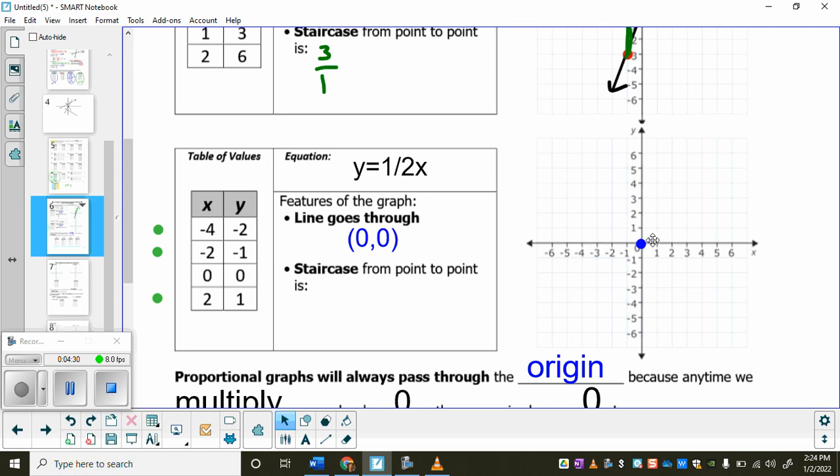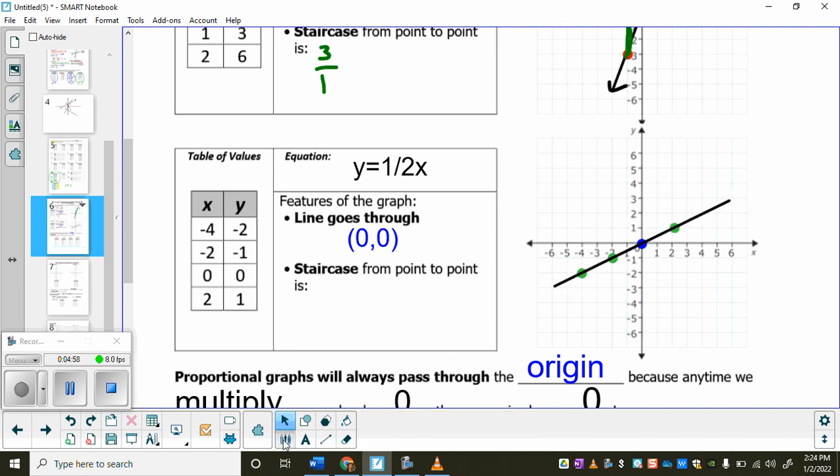The origin, I'm just going to go ahead and plot the origin because they always have the origin. Now let's look at this first green point here. We've got negative 4, negative 2. So from the origin, we're going to go back 4, down 2, plot your point on your notes. We've got negative 2, negative 1, plot your point. We already took care of the origin, and then the next one was over 2, up 1. So we've plotted our points, and here is our line.